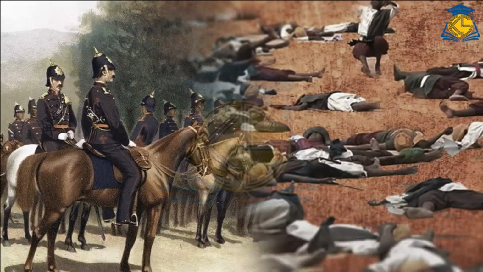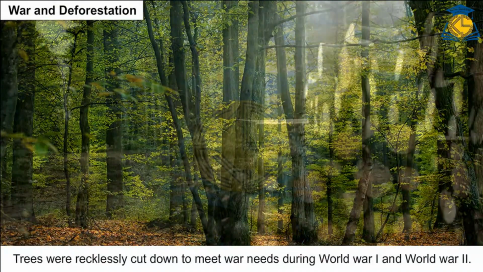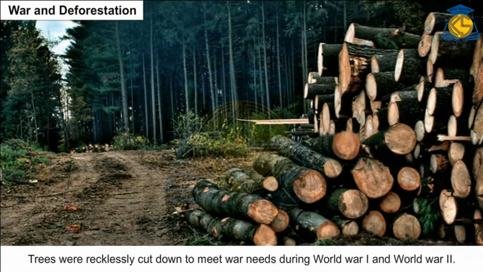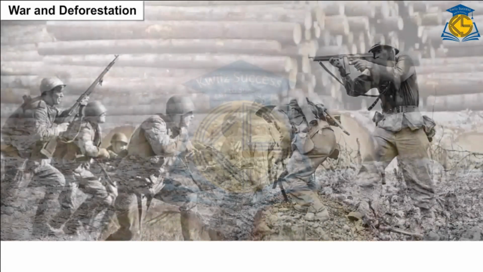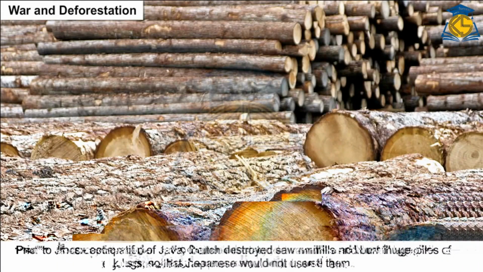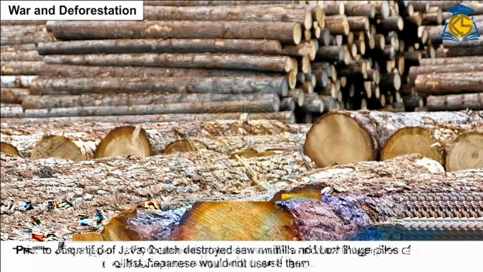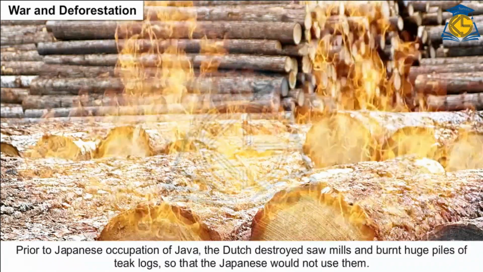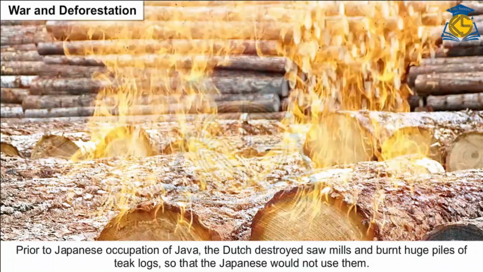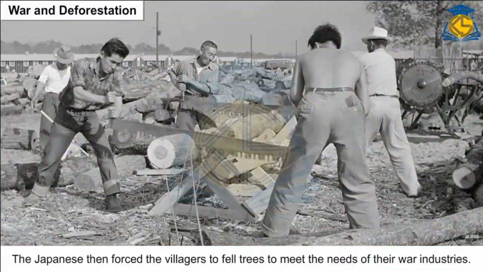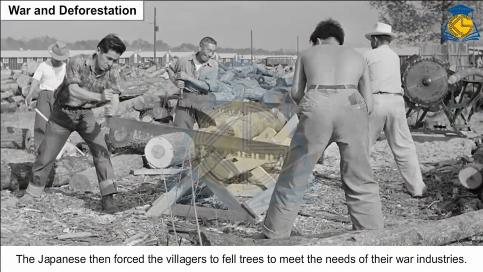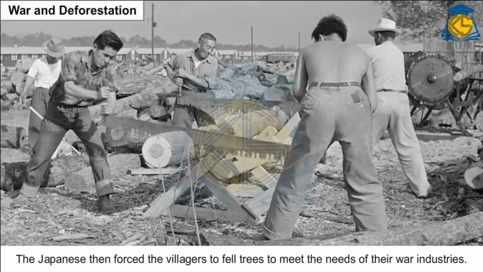War and deforestation. Trees were recklessly cut down to meet war needs during World War I and World War II. Prior to Japanese occupation of Java, the Dutch destroyed sawmills and burnt huge piles of teak logs so that the Japanese would not use them. The Japanese then forced the villagers to fell trees to meet the needs of their war industries.